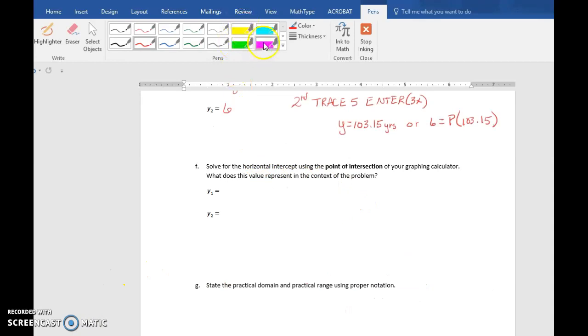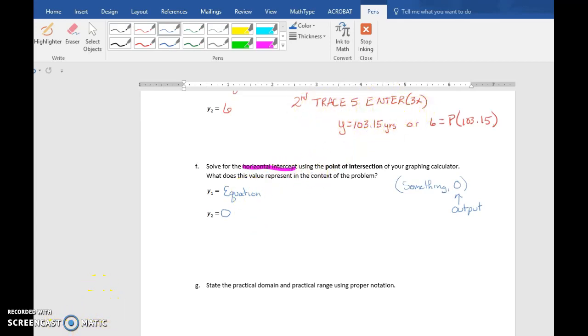So the other thing we want to find out is the horizontal intercept. And if you recall, the horizontal intercept is some input value, comma 0. So again, that means that we know the output, and the output value is 0. So that's going to go in our y2, and our equation is going to go into y1. It's still sitting there, and you're going to do second trace 5, enter 3 times to do this again.